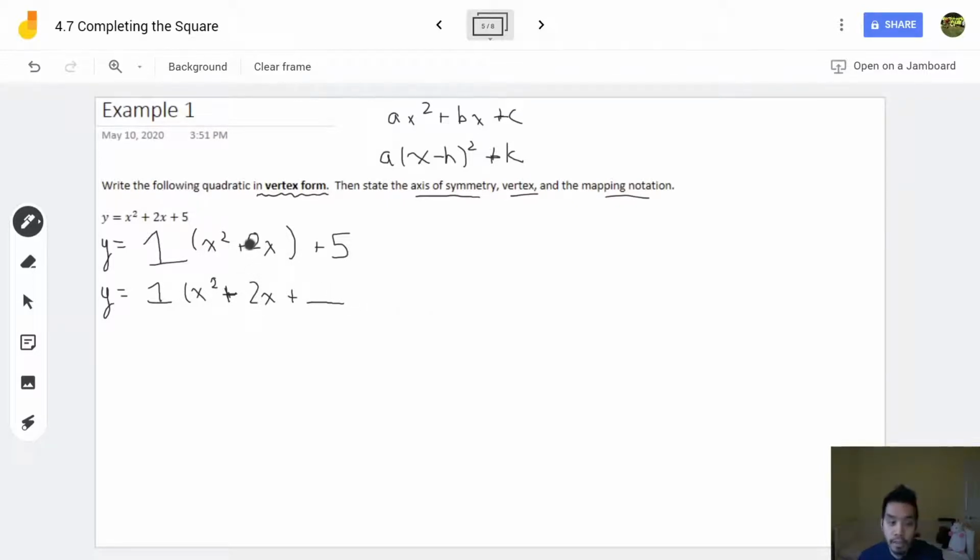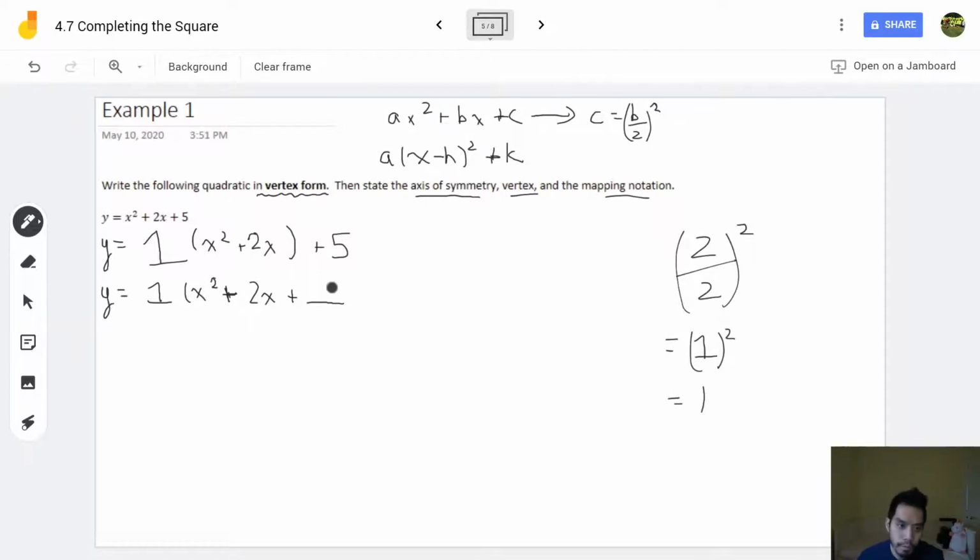To find out what number that is, there's a relationship between the b and that c value in order to make it a perfect square trinomial, from the previous video. So remember the relationship from b to c. To make a c value that's a perfect square trinomial, c is equal to b over 2 squared, so you take half of it and square it. That's really all you're doing. You're taking that b value, halving it and squaring it. So b is 2 right now. I'm going to half it and square it. 2 divided by 2 is 1, and 1 squared is 1.